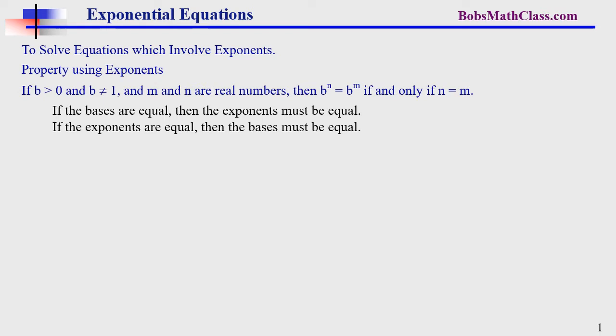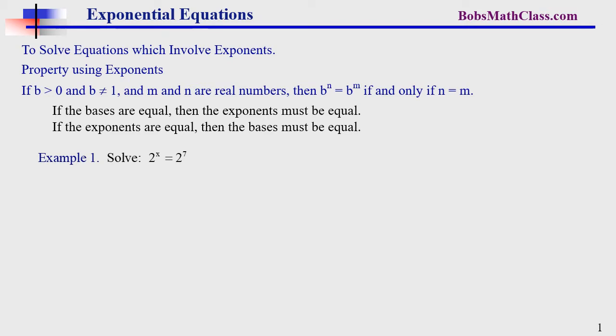But that if and only if, it also applies the other way around. That if those exponents are equal, then the bases have to be equal. We're not going to really worry about that right now, but whenever it's if and only if, it means it goes in both directions. Okay, don't worry about that too much right now. The important thing to know here is that if the bases are the same, then the exponents are equal to each other.